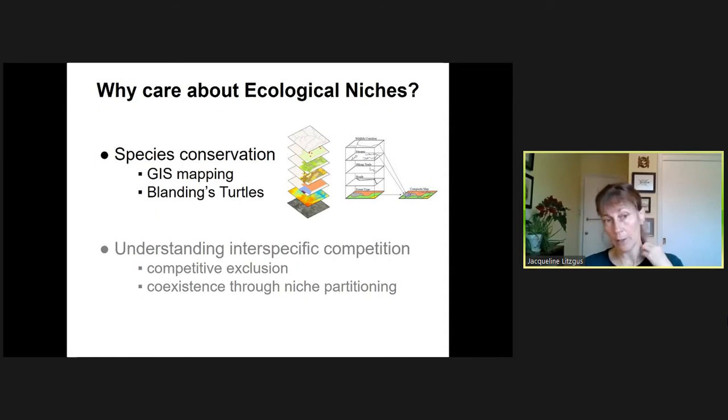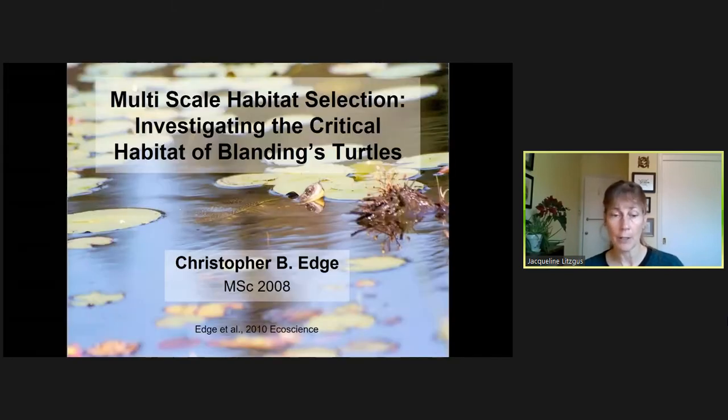So I'm going to tell you about a project that one of my graduate students did where he applied GIS mapping to try to figure out the critical habitats and the niches of Blanding's turtles. And this is important from a conservation standpoint because Blanding's turtles on a global scale are considered an endangered species. So I'm going to tell you about Chris Edge's master's work.